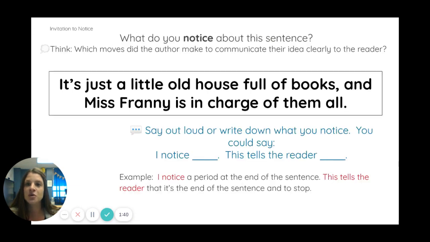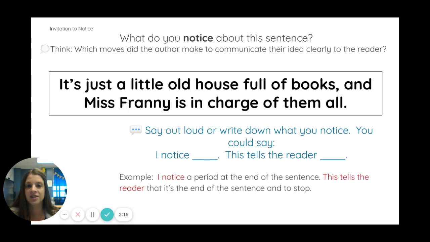So, what did you notice about this sentence? Think, which moves did the author make to communicate their idea clearly to the reader? I invite you to say out loud or write down what you notice. So you might say, I notice a period at the end of the sentence. This tells the reader that it's the end of the sentence and to stop. So give that a try. Pause the video if you need to. What do you notice about the sentence?